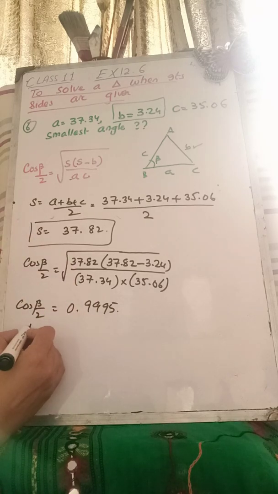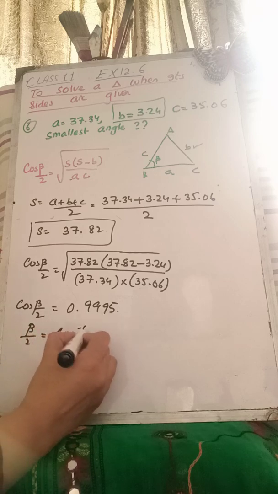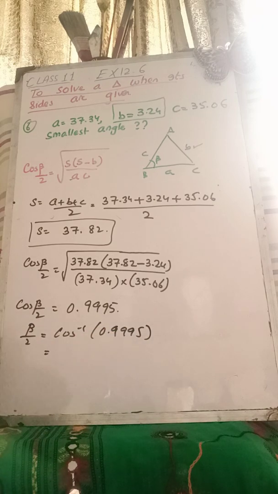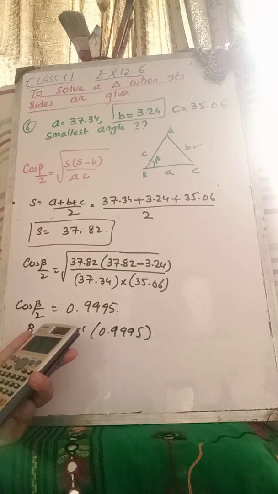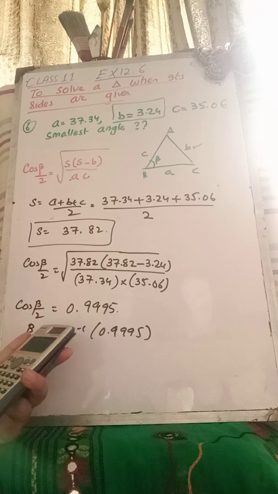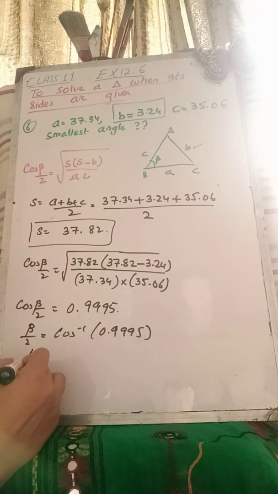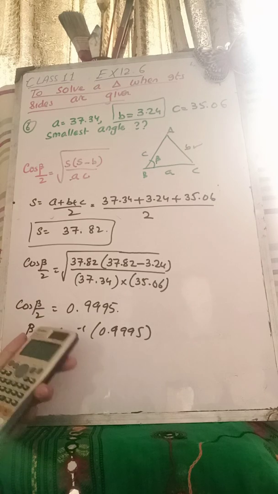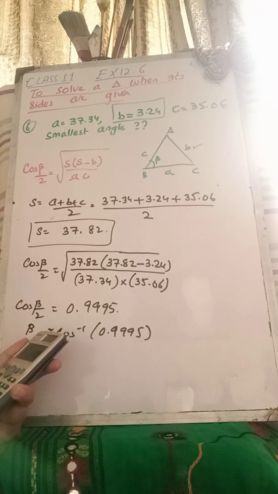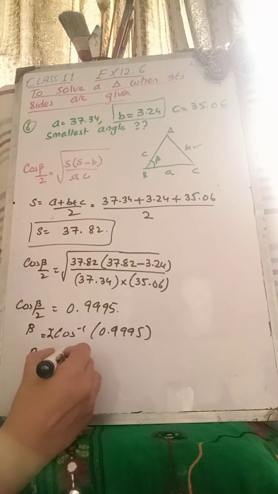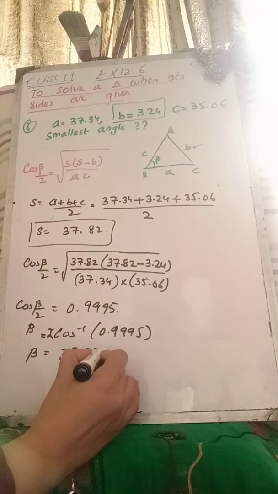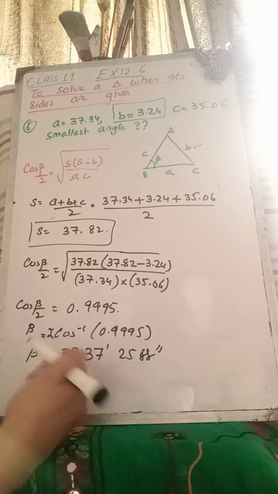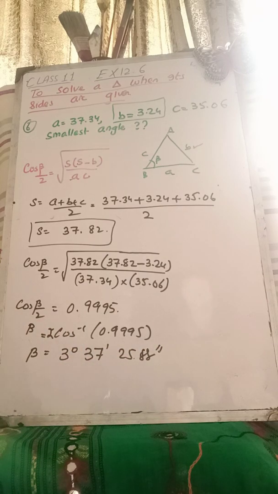So taking cos inverse of both sides, we will get beta by 2. Cos inverse of 0.9995 will be equal to 1.81, and when I multiply it by 2, because you are going to shift 2 over here, okay, to get beta. So I'm going to multiply it by 2, and then the answer will be 3 degrees and 37 minutes and 25.88 seconds. So it's approximately 3 degrees 37 or 38 minutes.